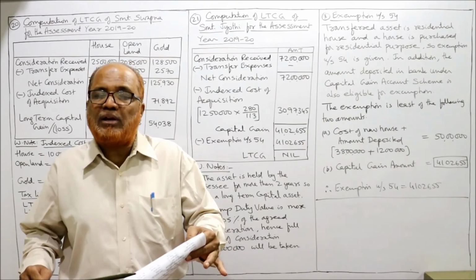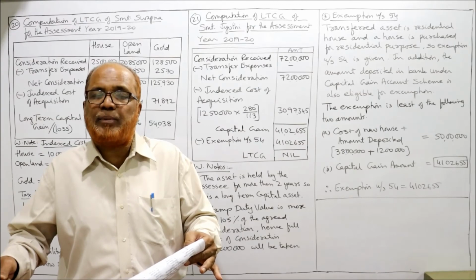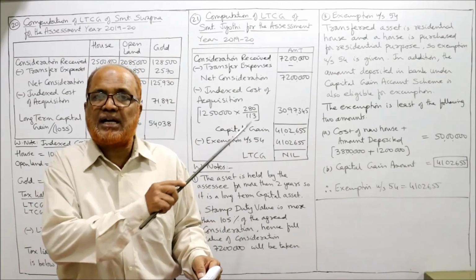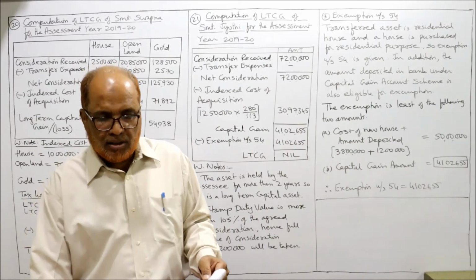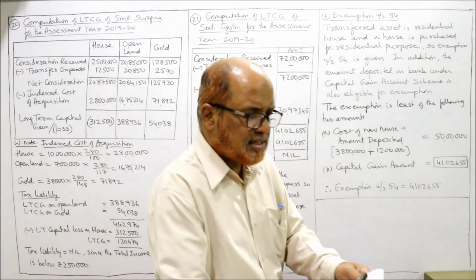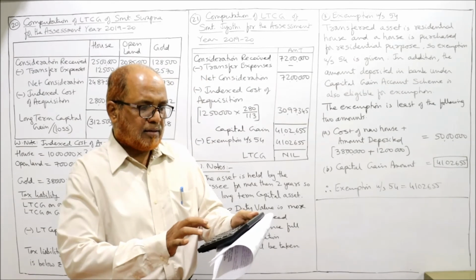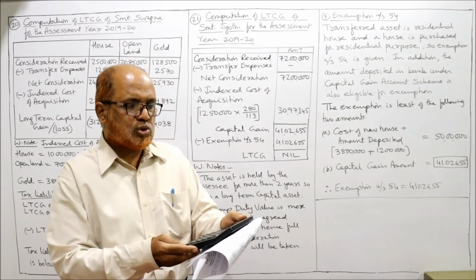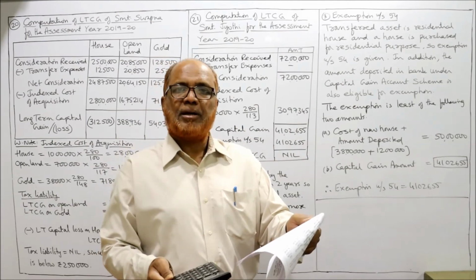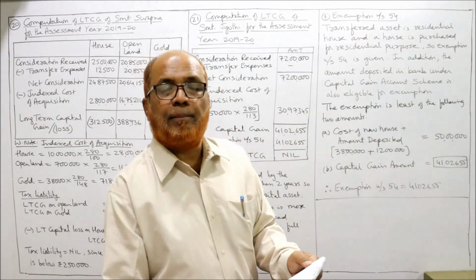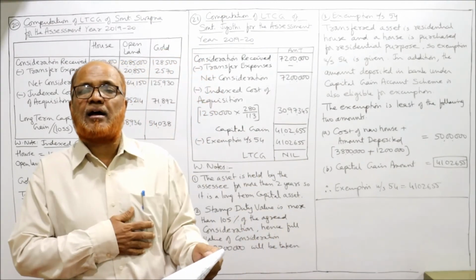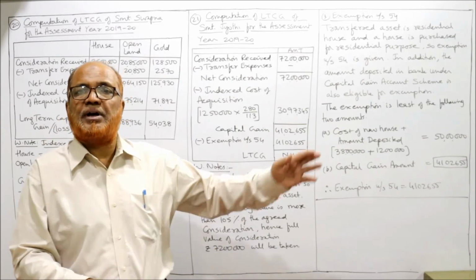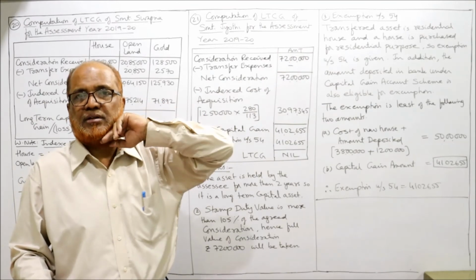If the stamp duty valuation is more than 105%, we must take the stamp duty valuation as the consideration, right? So 60 lakh into 105% comes to 63 lakh only, but government valuation is 72 lakh. So the Income Tax Act says government valuation should be taken as consideration receipt.